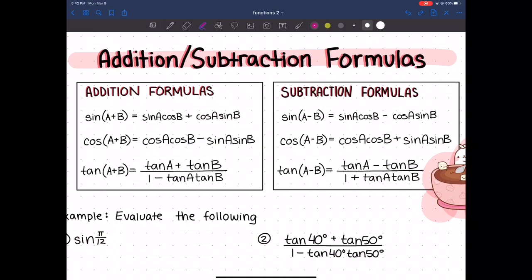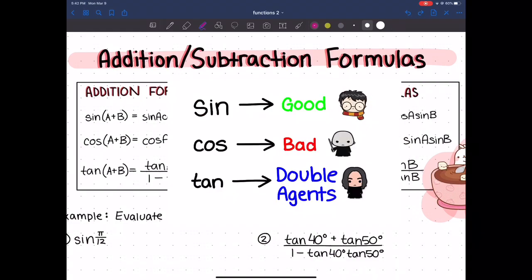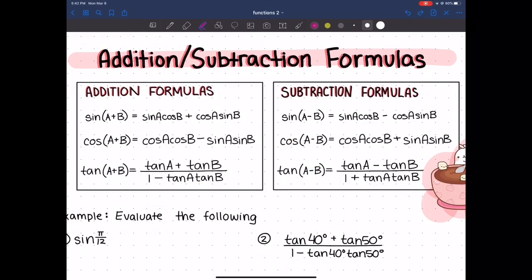A trick that my tutor taught me for memorizing addition and subtraction formulas is to think about sine, cos, and tan as good guys and bad guys. What do I mean by that? Well, first, in both the addition and subtraction formulas, they all have the same structure: sine A cos B, cos A sine B, cos A cos B, sine A sine B, and so on. The only difference between the addition formulas and subtraction formulas is the signs in between them.